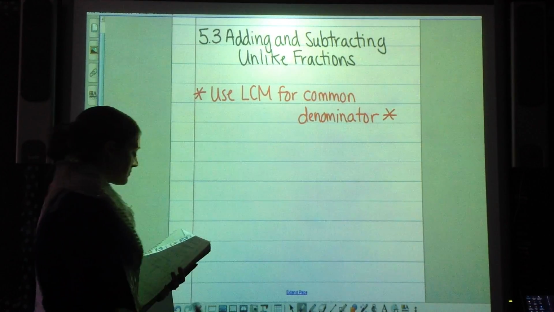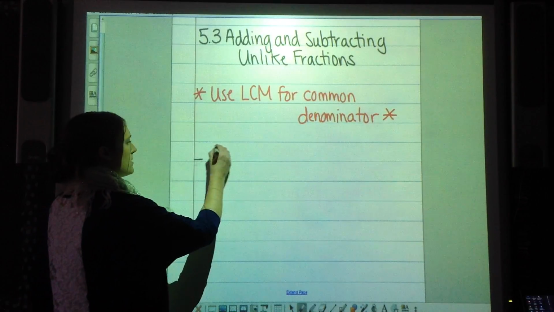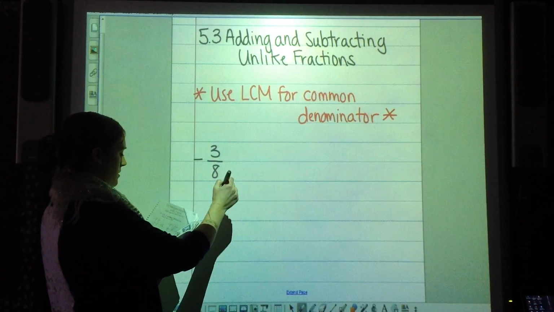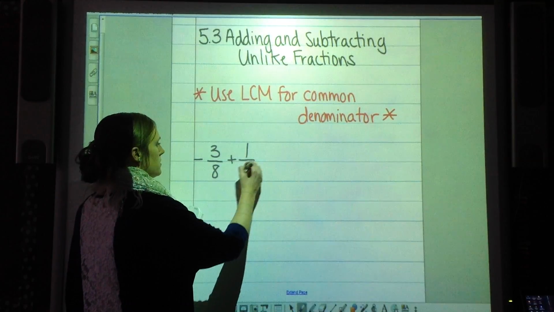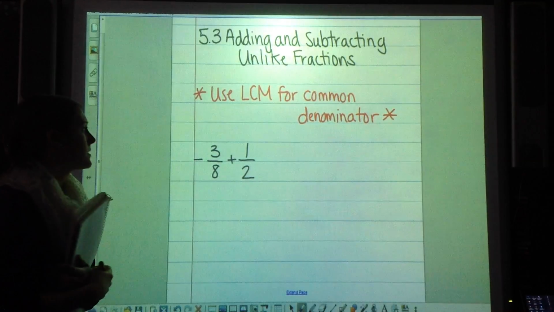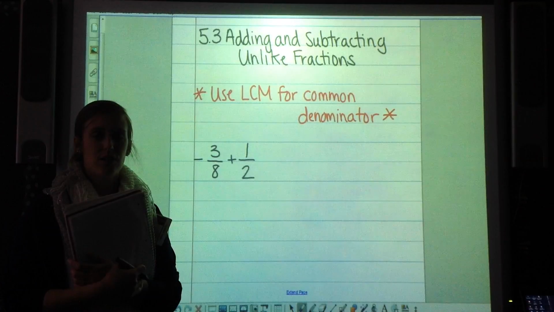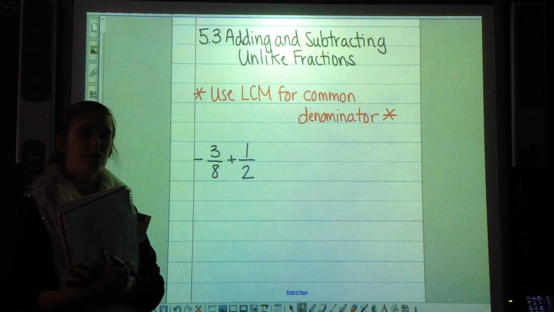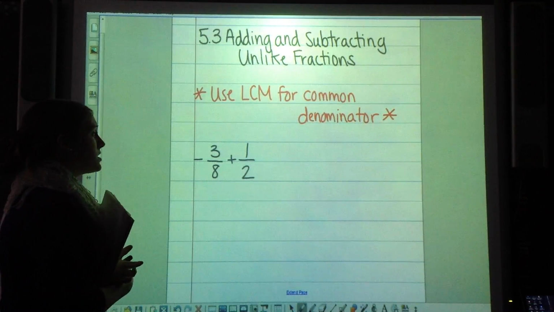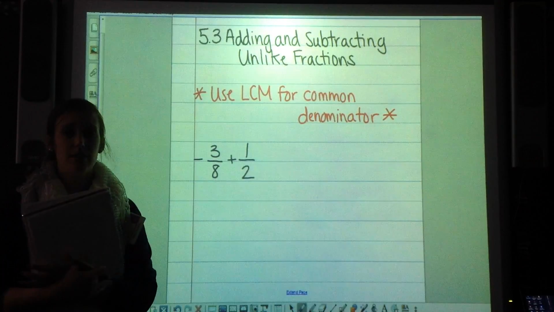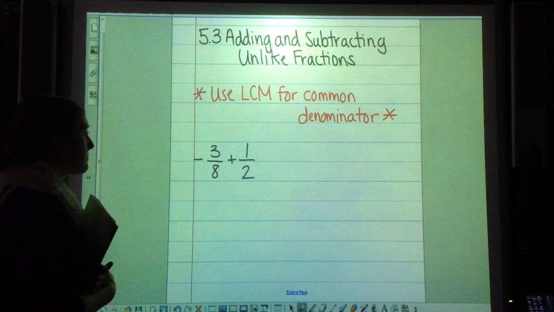Let's try it. Negative 3/8 plus 1/2. Before we start the problem, I've decided if I'm adding or subtracting. When I'm following integer rules, addition says same sign sum, different sign difference. So this is a subtraction problem.